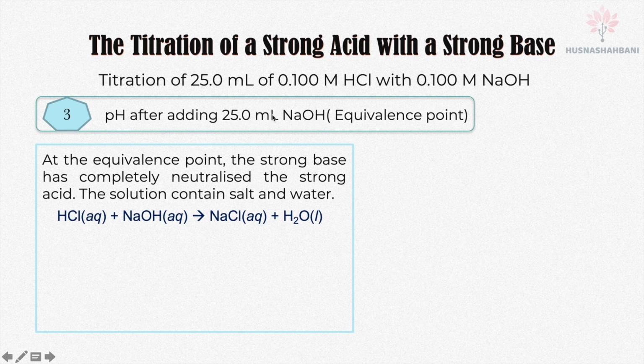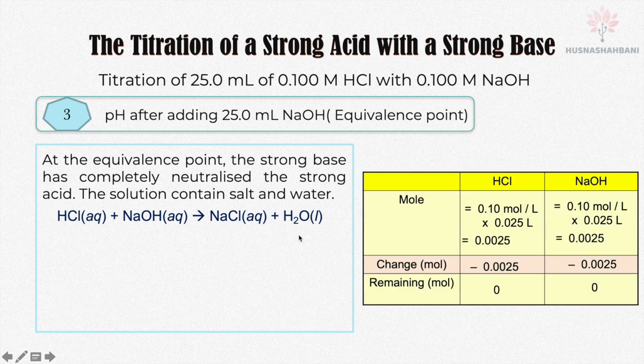After you add 25 ml of NaOH, this is the equivalence point, because we know 1 mole reacts with 1 mole. So if you add 25 ml of 0.1 molar NaOH, with the same molarity, it's at the equivalence point. The strong base has completely neutralized the strong acid. The solution contains salt and water.